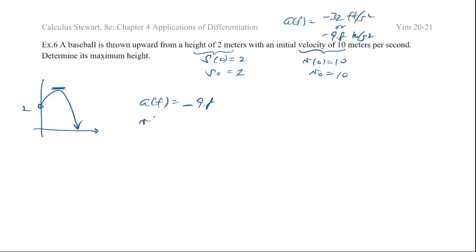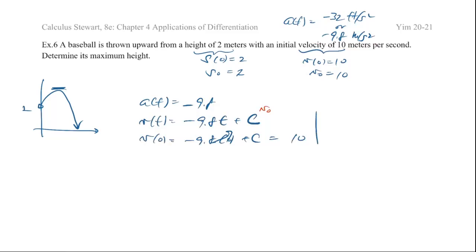So v of t is the antiderivative of that, which is negative 9.8 t plus c. Now, we sometimes use v naught instead, but let's develop that first, shall we? So we know that v naught is equal to negative 9.8 times 0 plus c, which is equal to, according to the velocity, 10. So that goes to 0. Yep, c is equal to 10. So in the future, you may just write that as v naught. Okay, so you'll be okay to do that.